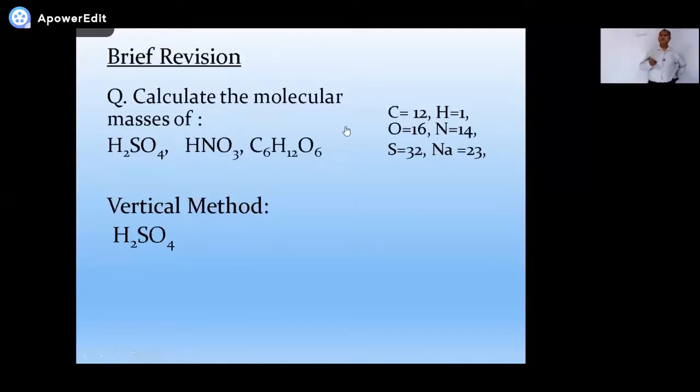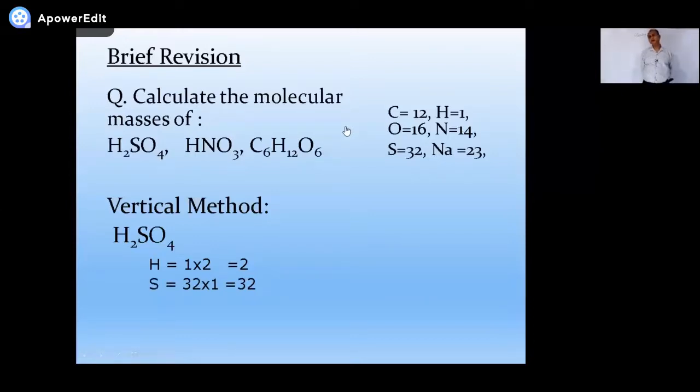Anyway, so H2SO4, how did we find it? How many hydrogens? What is the atomic mass of hydrogen? 1. In sulfuric acid, how many hydrogens? 2. That is why I multiplied 1 by 2. 1 twos are 2. Next is sulfur, S, 32. How many sulfurs? 1.